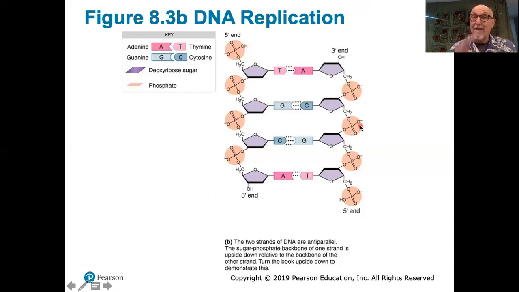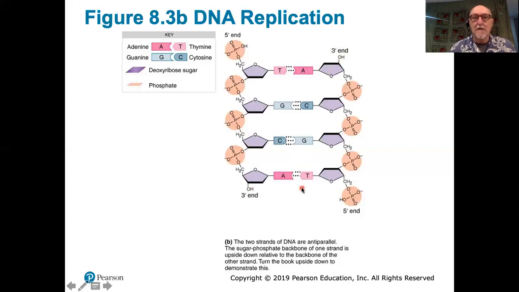So whenever we add bases and watch a strand growing, as we will in a little while, we only see the strand growing in the 5' to 3' direction, because you can only add here. You can only add at the 3' end of each of these strands. The strands are anti-parallel and they match across the middle.